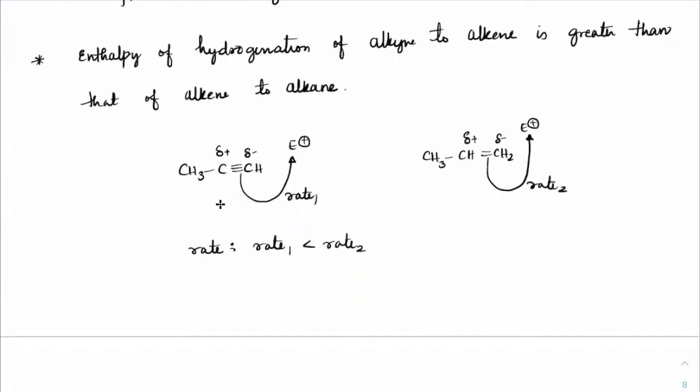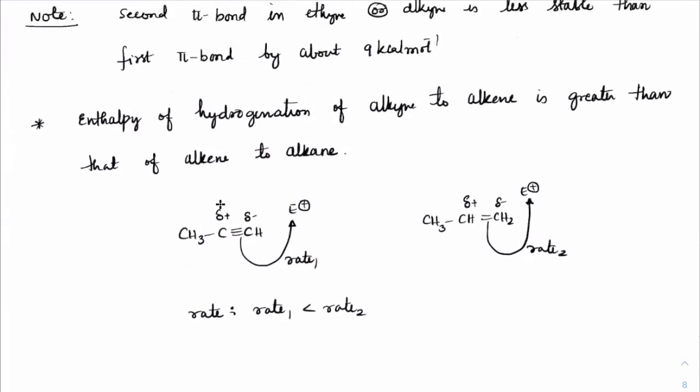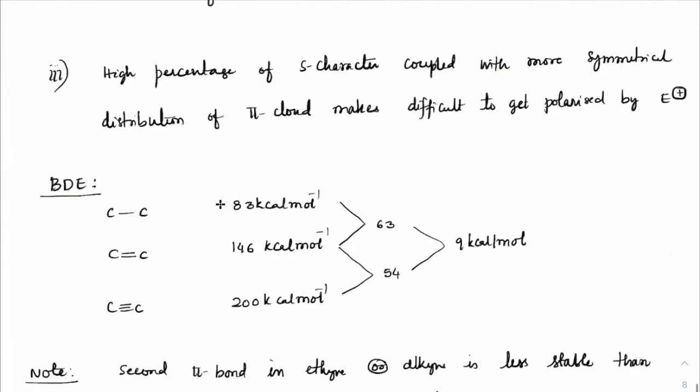But in the case of hydrogenation, it is all about how much bond energy is released. So if you see from triple bond to double bond, only this much amount of energy is released. Correct? I mean, sorry, this is how much it is getting less stabilized, which means more amount of energy, that is 54 plus 9. This whole amount of energy is released as compared to double bond to single bond, where only 63 amount of energy is released.